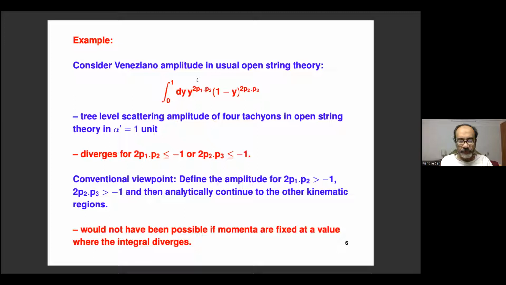Now, if you look at this, you can see that this diverges. This is the divergence near the y equal to 0 end, for 2p1.p2 less than -1, and 2p2.p3 less than -1 is the divergence from the y equal to 1 end. And the conventional viewpoint that one takes for this is that we define the amplitude in the regime where you can define these integrals, and then analytically continue to the other kinematic regions.